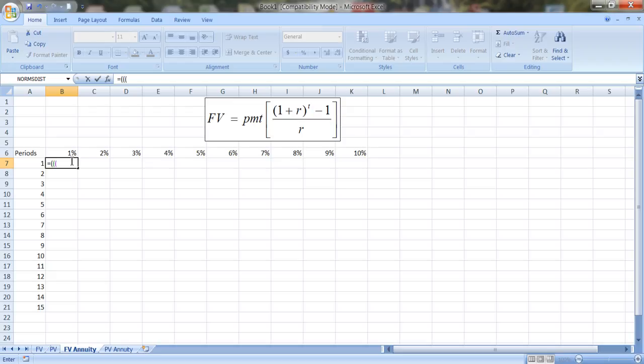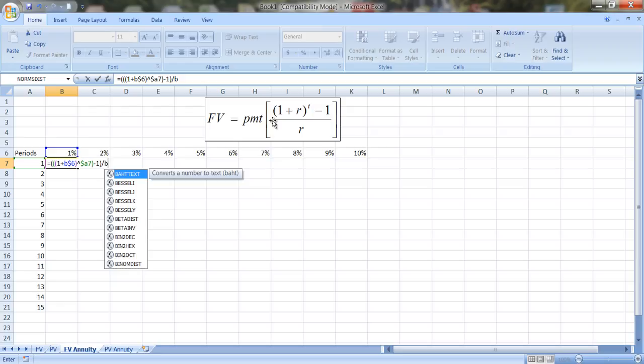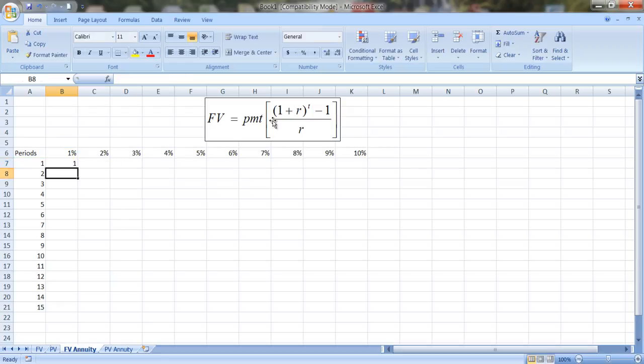I'm going to put in 3 parentheses so that I can calculate this part, and this part. So I can kind of separate out these. So this is 1 plus r, and again, this is B$6, and this is going to be raised to the A7 power, $A7. So I'm going to close that parenthesis. So I have just this part, minus 1. I'm going to close this parenthesis, and I'm going to divide it by B$6. I hope this works.